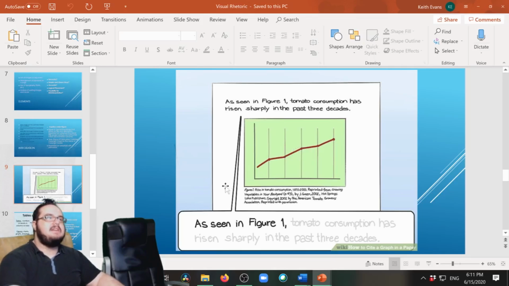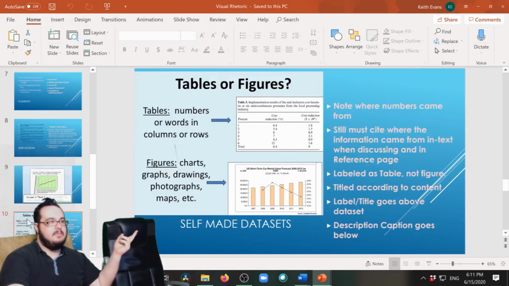Also, every single picture needs a label, and they'll be labeled chronologically, figure 1, figure 2, and the paragraph above or the paragraph below needs to explicitly talk about and refer to that picture by the label you've given it. If you call it figure 1, you have to refer to it as figure 1 in all subsequent paragraphs. Now, there are 2 different labels, figures and tables.